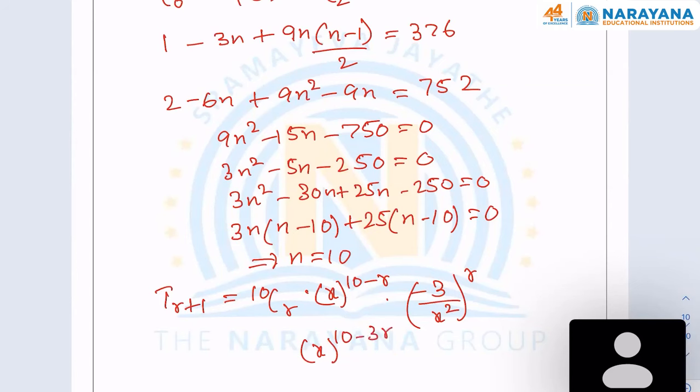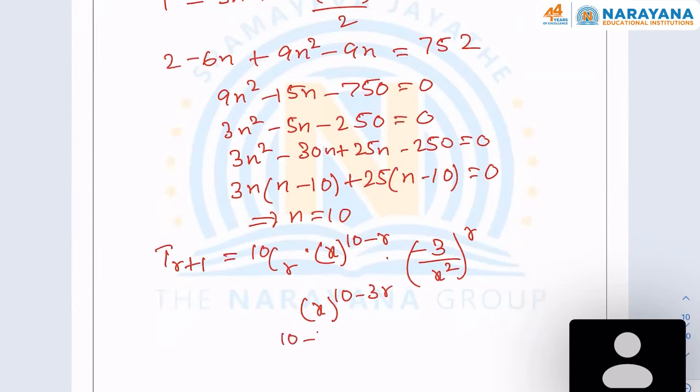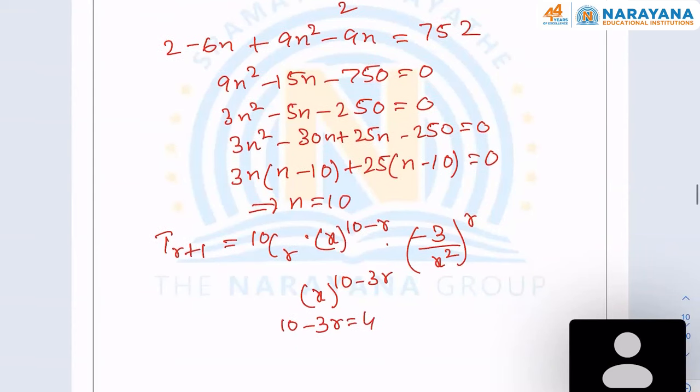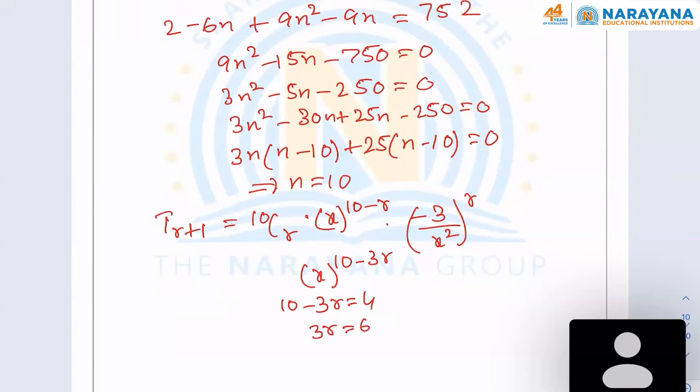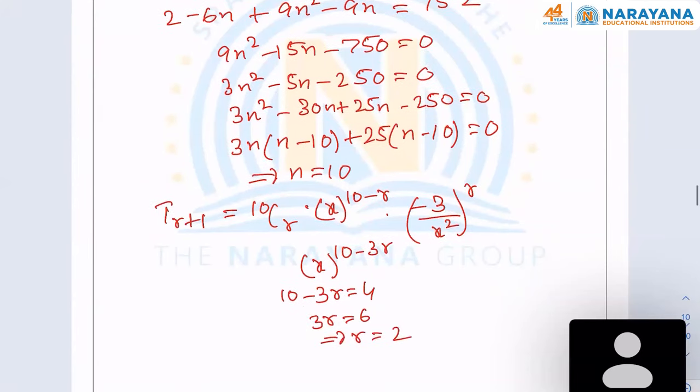Okay, now 10 minus 3r must be equal to 4. I want to find the coefficient of x power 4. So 3r is equal to 6. That implies r value is equal to 2.